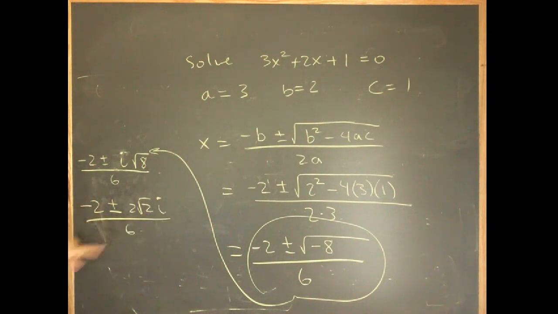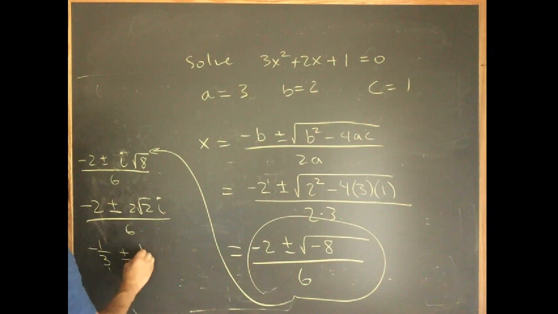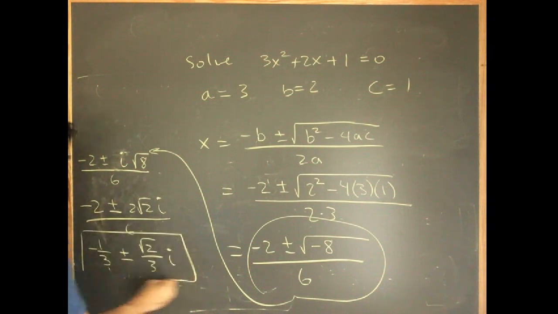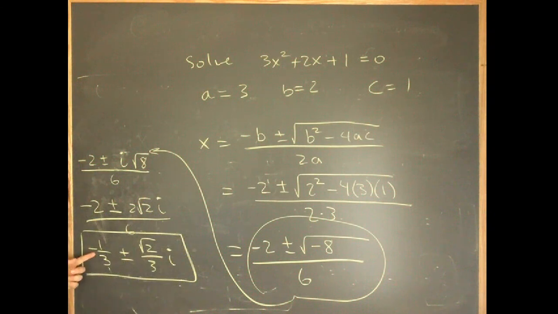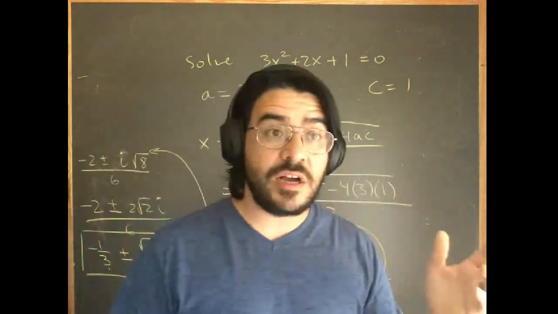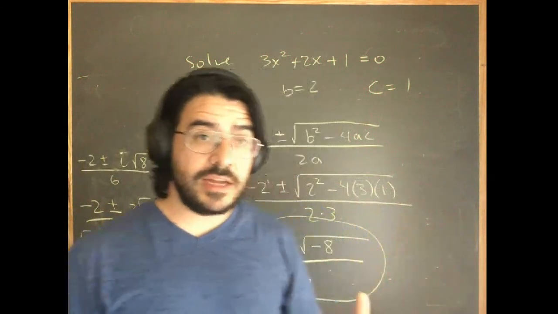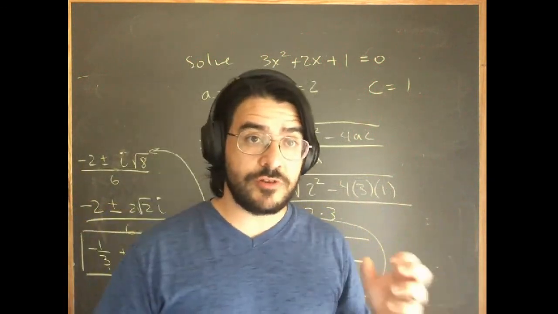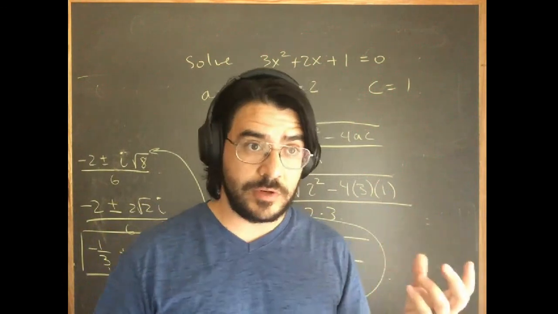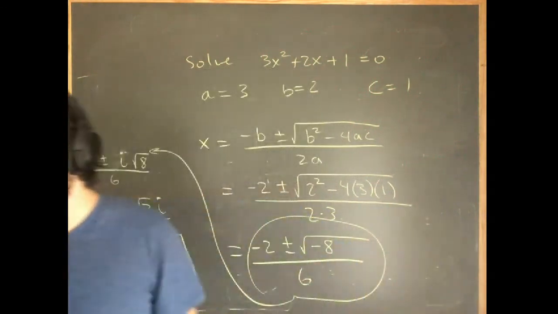Okay, so negative 2 divided by 6 is negative 1/3. And again, 2 divided by 6 is 1/3 as well. So this is the square root of 2 over 3 times the i. And these are the two values of x. So there's negative 1/3 plus the square root of 2 over 3 i and negative 1/3 minus the square root of 2 over 3 i. And you'll notice that, in fact, they're complex conjugate pairs. And any time that you come up with a complex solution to a quadratic equation, if there is a complex one, its conjugate will also be a solution as well.